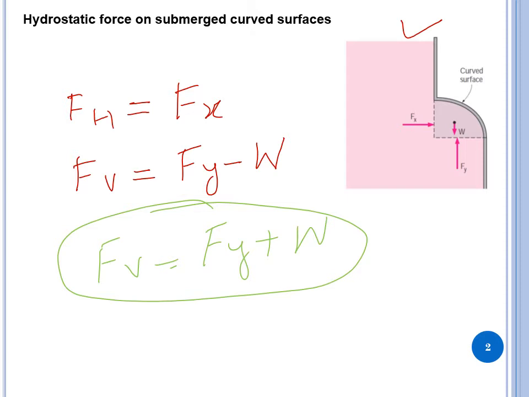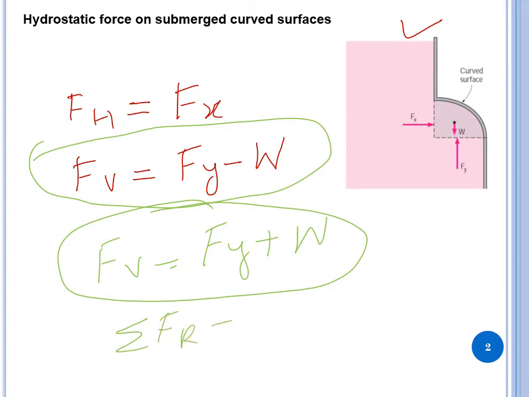When the curved surface is above the fluid, then you need to subtract weight from Fy, and the rest of the formulation is going to stay the same. Resultant force FR is the square root of FH squared plus FV squared, and for line of action you find out tangent theta. I hope it is clear to you.